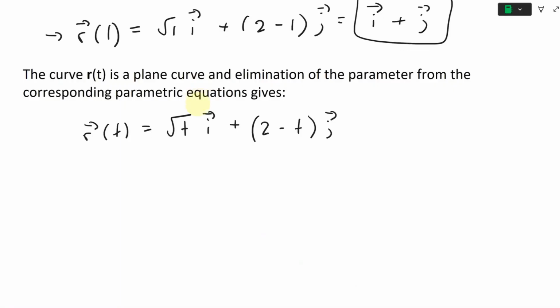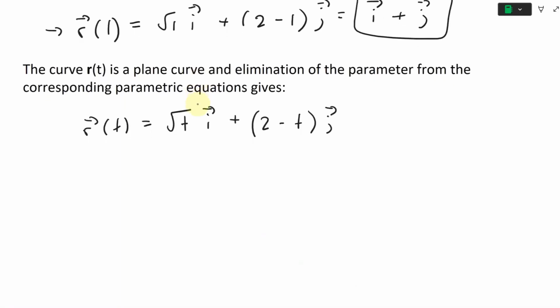Now basically the parametric equations are: x is equal to square root t, and the y component is equal to 2 minus t. So I'm going to square both sides of the x equation. Squaring this, we end up with x squared equal to t. So in other words, t is equal to x squared.